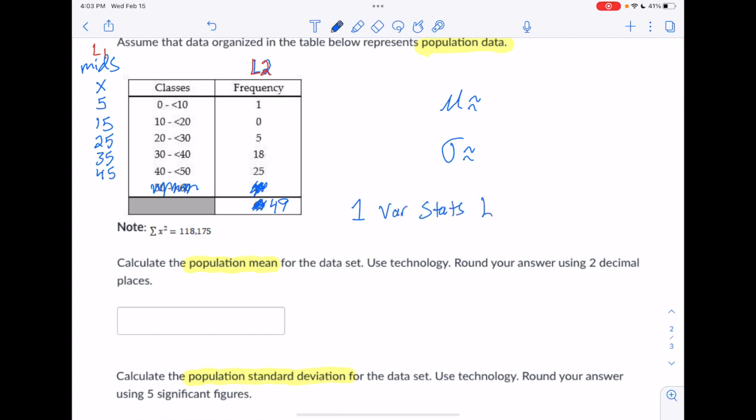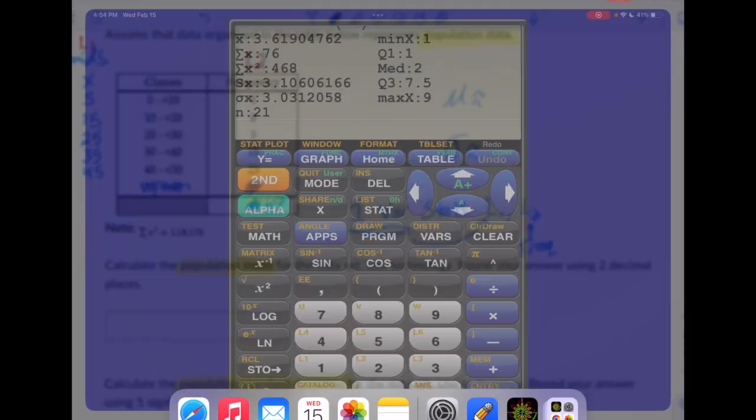And we're going to put L1, comma L2, which seems weird when you do 1 variable, but that variable is L1 with a frequency of L2. So when you do 1-variable statistics and give it 2 columns, the calculator knows that the second column is going to be frequency. So you do have to make sure you do it in that order, where the second one is the frequency. So we switch over to the calculator.